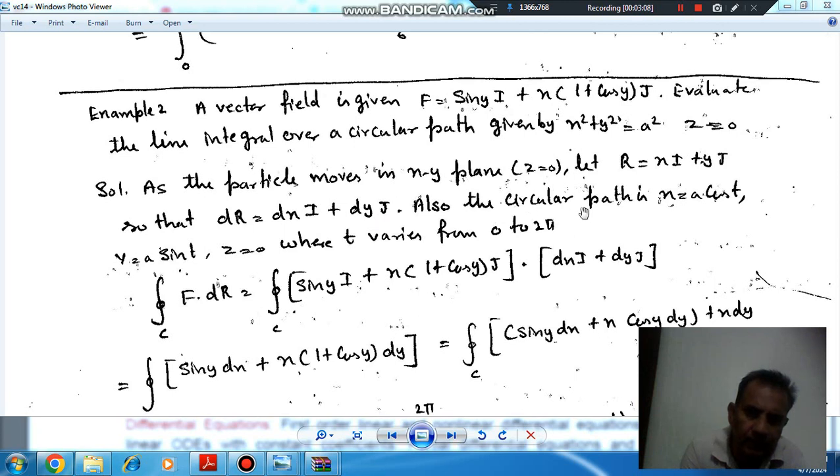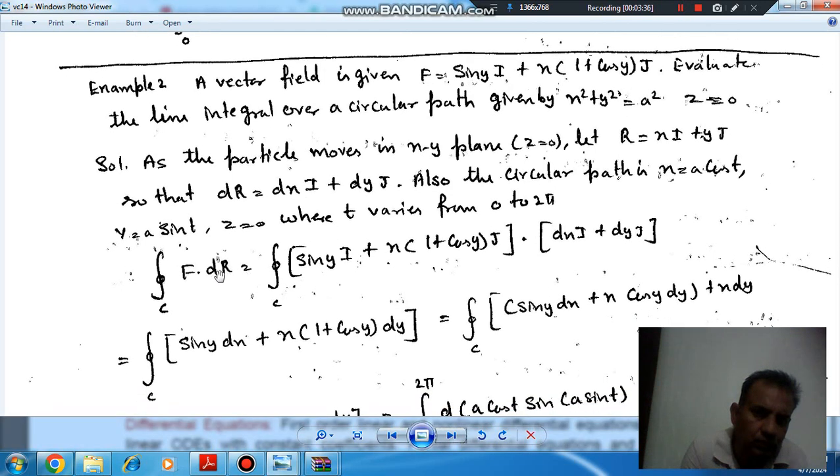For the circular path, as this is the equation of the circle, a represents the radius, and x can be written as a cos t and y can be written as a sin t, where t is the angle subtended with the x axis. And this t will vary from 0 to pi because it is a circle. Now putting the values of F and dr and solving the dot product.